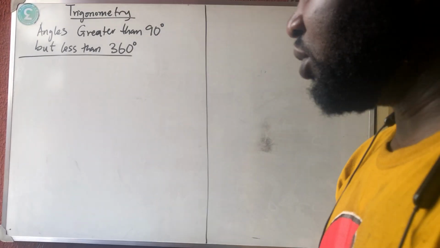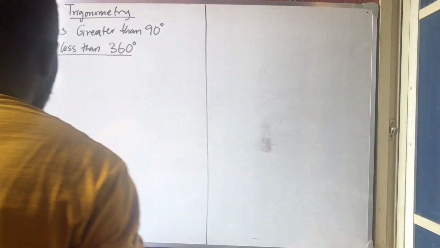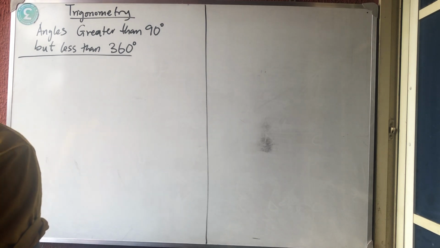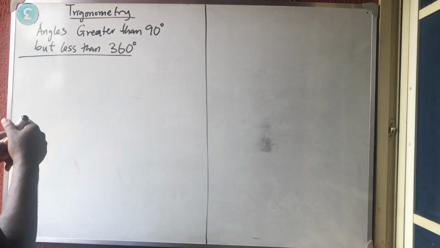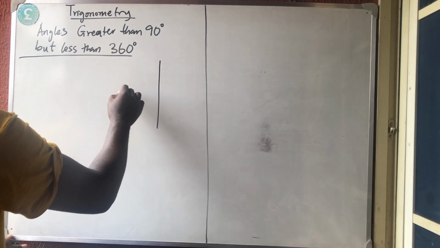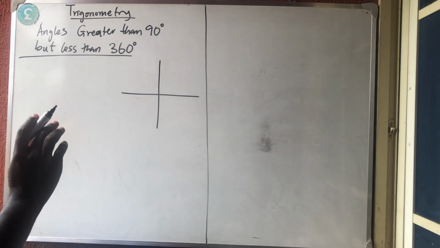Okay, this is a continuation of trigonometry. Now, I want to talk about angles that are greater than 90 but less than 360. We'll also cover angles greater than 360 and negative angles. For this, you need to know a simple thing: we have four quadrants.